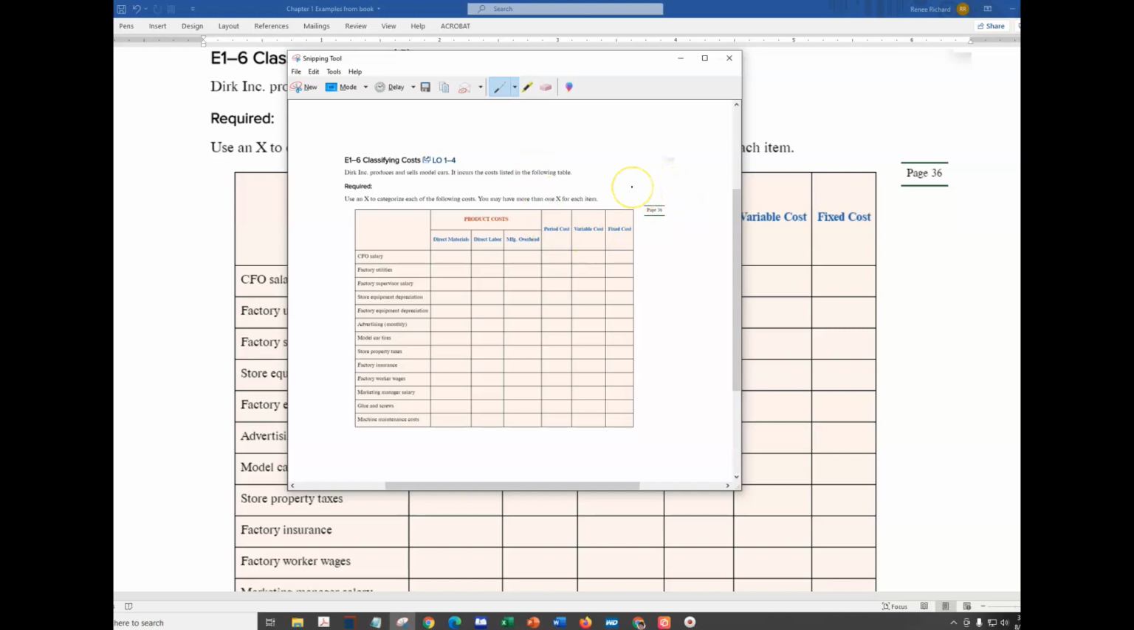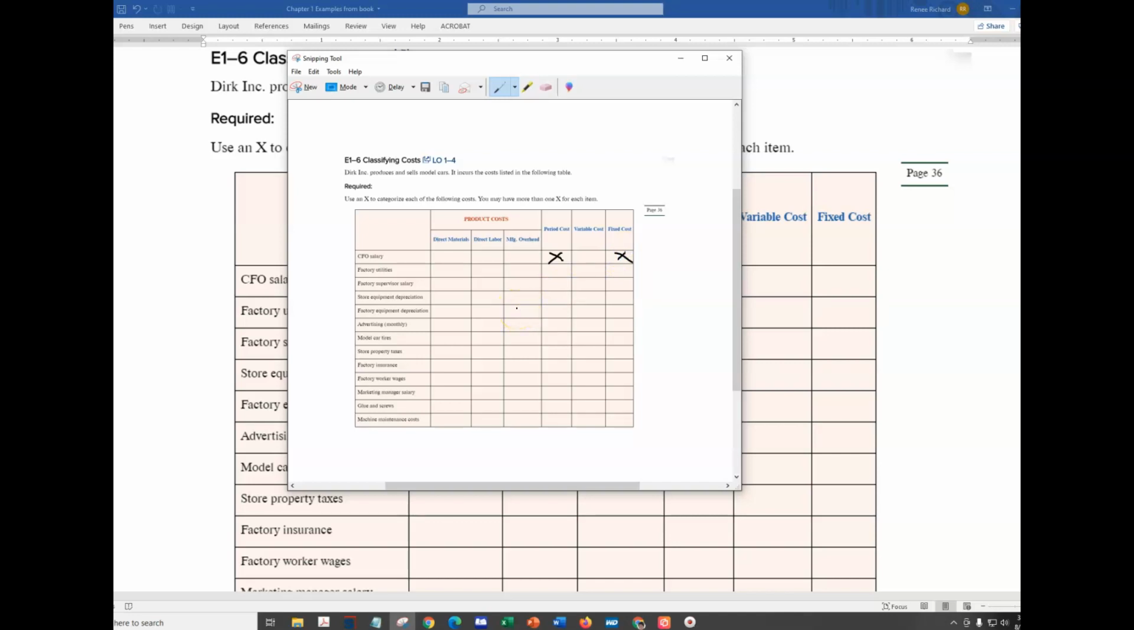So we're asked to categorize, use an X to categorize each of the following. So you can have more than one X for each item. So we have product cost, DM, DL, MOH. Then we have period cost, then we have variable, and then we have fixed. So let's look at the CFO's salary. Well, CFO salary would not be a product cost. It would be a period cost. And since it's a salary, it's going to be fixed.